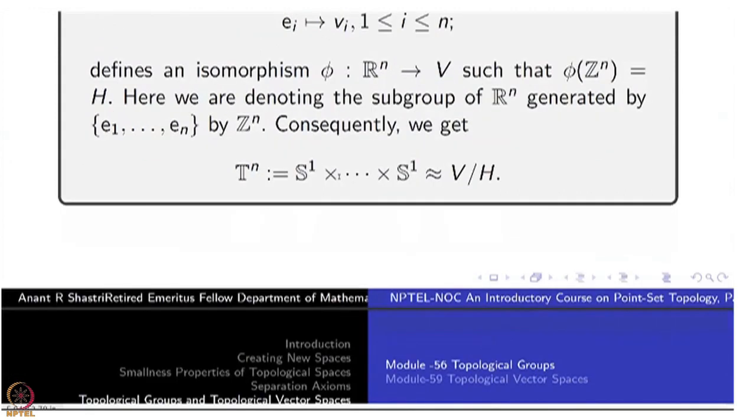Even in the case of S1 cross S1, just n equal to 2, they are called elliptic curves. Why? Because how each group here is sitting inside R cross R will tell you a different story, different complex analysis. Complex analytically, they will be different. So the complex structure will be different. So each of them is called an elliptic curve.